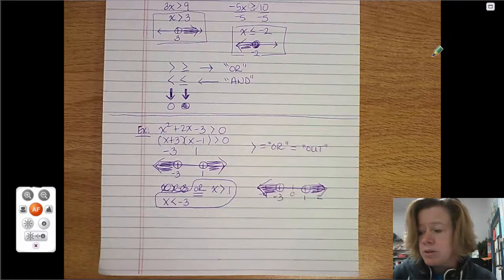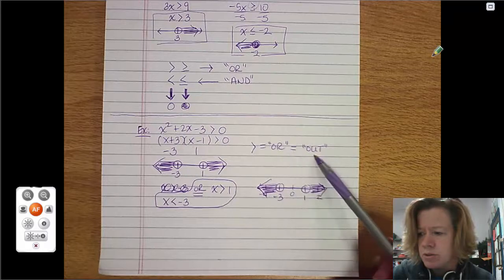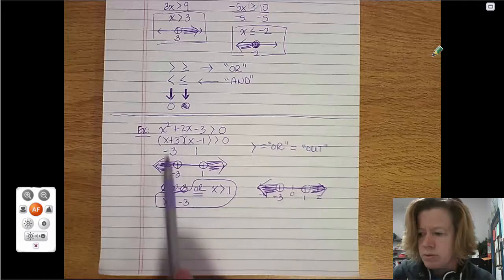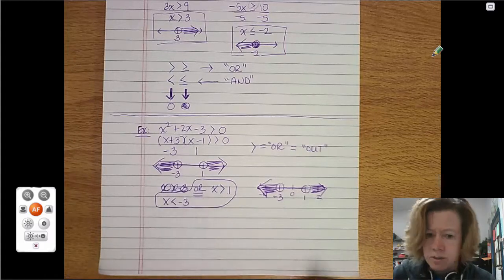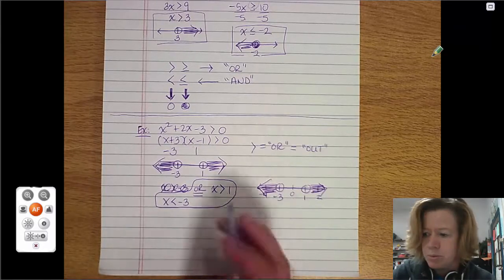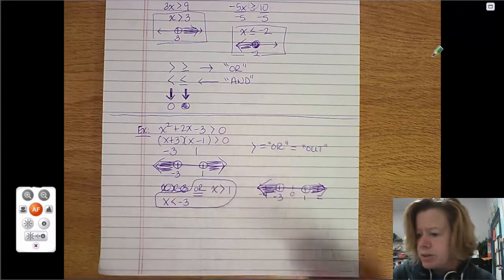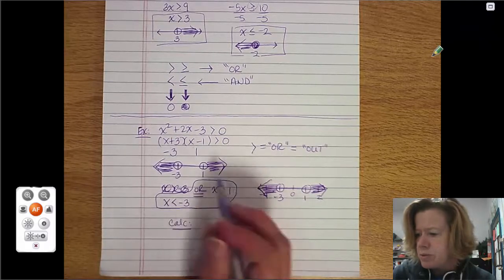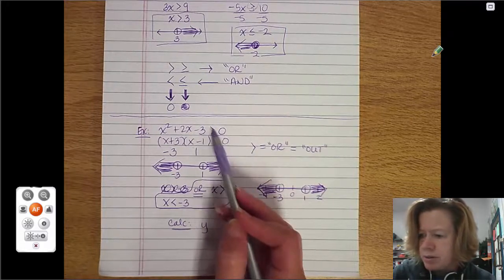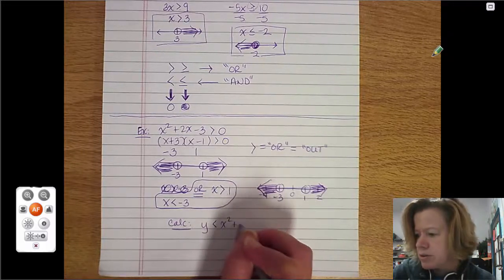So either way works. For me, it's a time saver to know that greater than means or and shade out. But if that doesn't work for you and you can never remember it, plug in points, and you need to be able to check on your calculator. And when you check on your calculator, you're just going to replace your 0 with y, because we're going to look at a graph. So on your calc, y always comes first, so y is less than x squared plus 2x minus 3.